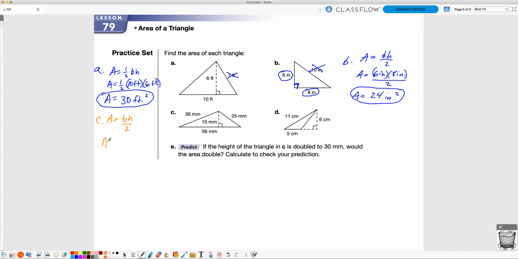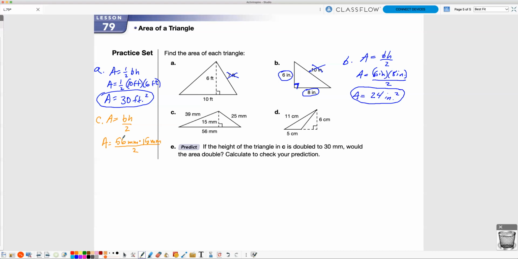I'm going to plug in the values. I see that the base is going to be 56 millimeters, and that is multiplied by the height, which is 15 millimeters, divided by 2.